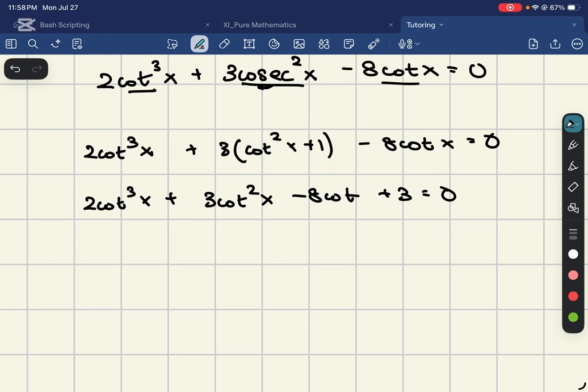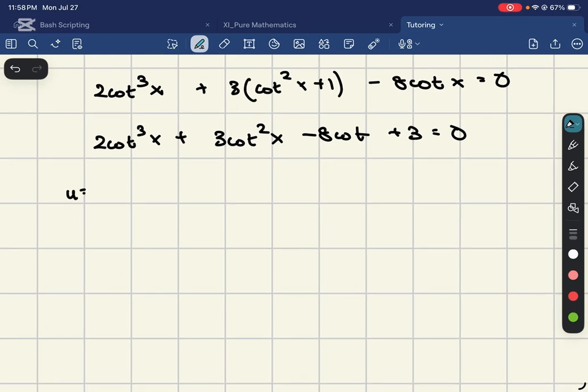Alright, and it's the same thing now. So I'll just let u be cot x. And I get 2u cubed plus 3u squared minus 8u plus 3 is equal to 0. Now let's substitute some values in to find a factor.